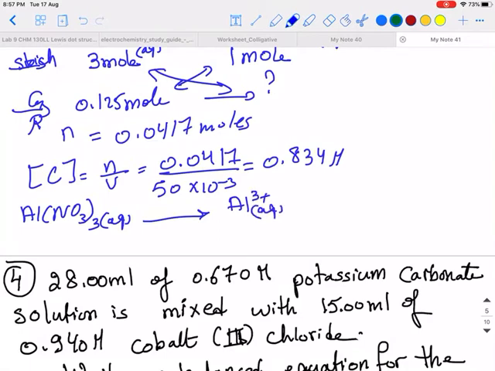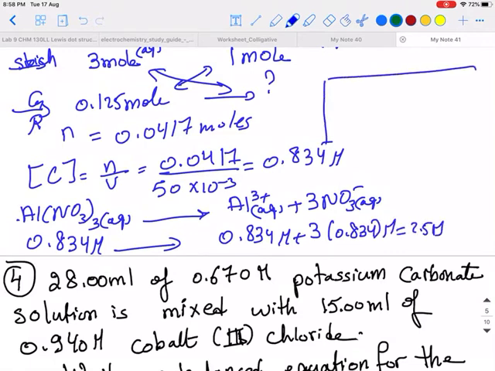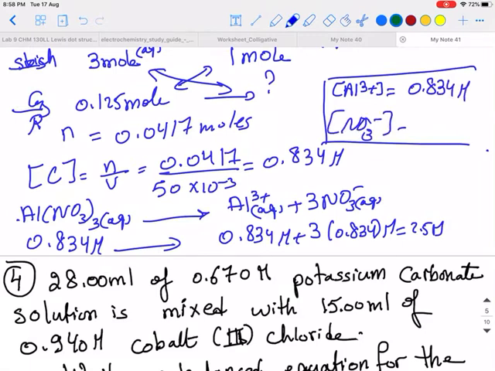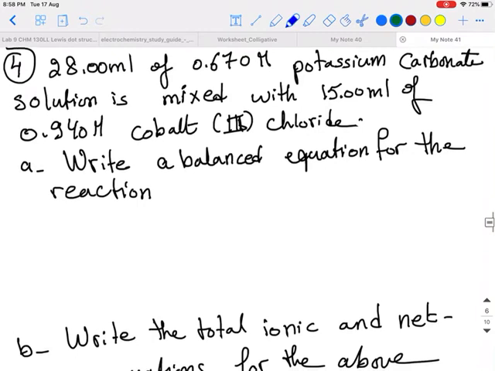Since it's aqueous, it splits into its corresponding ions. So Al3+ and 3 NO3−. The stoichiometric ratio is always applicable here, ratio 1:1. So aluminium is 0.834 molar. This will be 3 times 0.834 molar, that corresponds to 2.5 molar. So eventually the concentrations of ions he's asking about: aluminium 0.834 molar, and that for the nitrate is 2.5 molar.